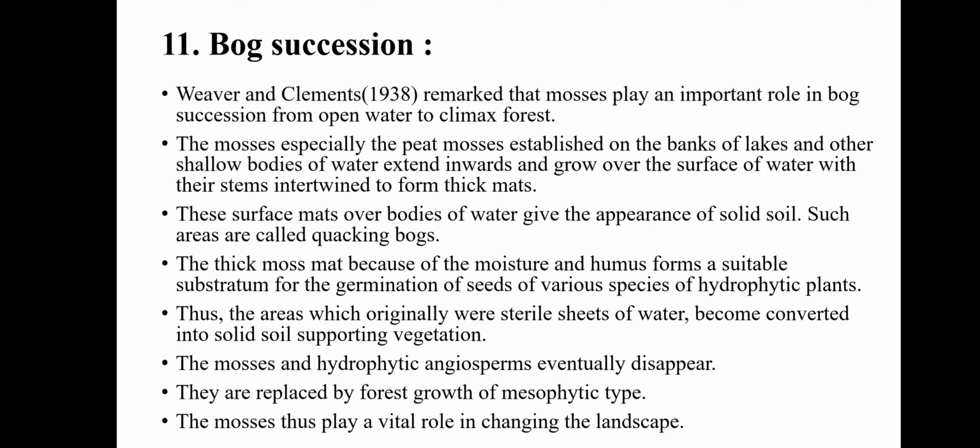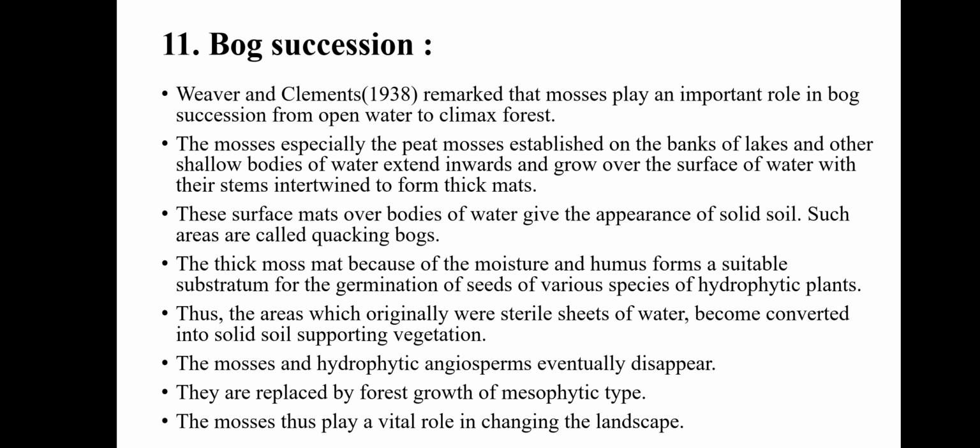Then bog succession. Weaver and Clements remark that moss plays an important role in bog succession from open water to climax forest. The mosses, especially the peat moss, established on the banks of lakes and other shallow bodies of water, extend inward and grow over the surface of water with their stems intertwined to form a thick mat. This surface mat over bodies of water gives the appearance of solid soil. Such areas are called quaking bogs.